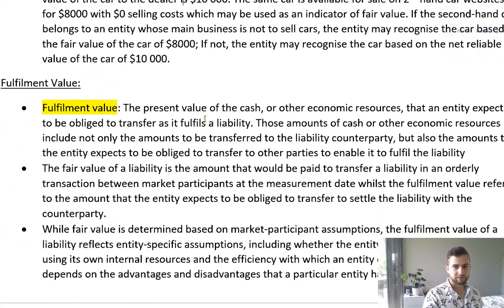Fulfillment value is the present value of cash or other economic resources that an entity expects to be obliged to transfer as it fulfills the liability. Those amounts of cash or other economic resources include not only the amounts to be transferred to the liability counterparty, but also the amounts the entity expects to be obliged to transfer to other parties to enable it to fulfill the liability.